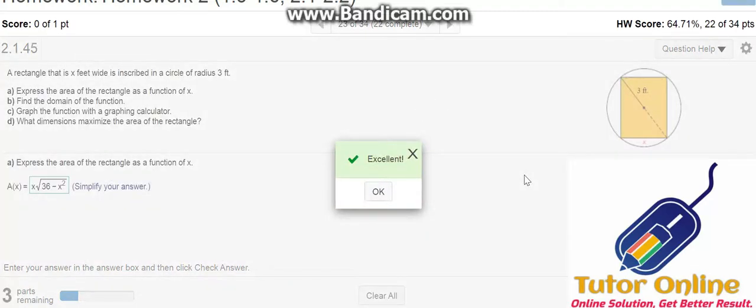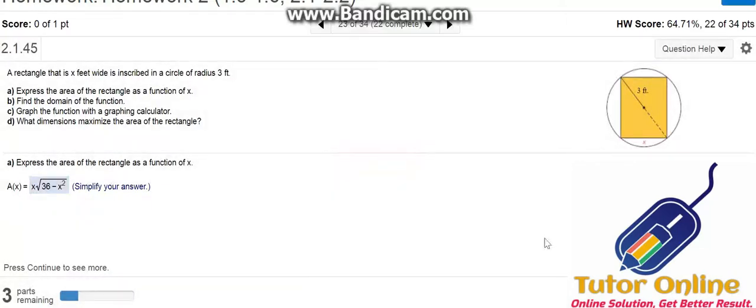So our diagonal will be 3 plus 3 is equal to 6. So by using Pythagoras theorem, a square plus b square is equal to c square. So we'll have to find x. x squared will be c square minus b square. By taking root on both sides, x will be the root of 36 minus x square.